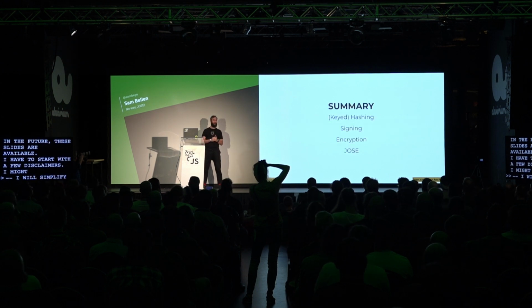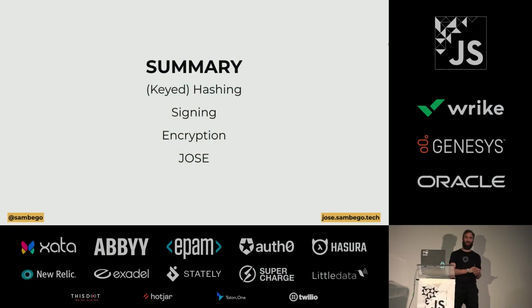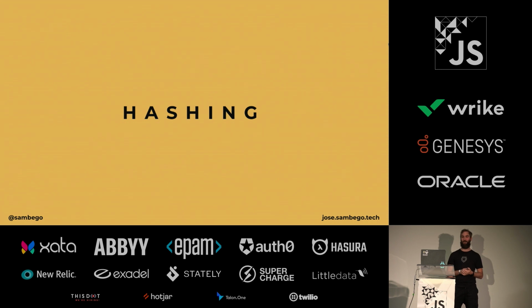Okay, so in this talk, we're going to have a quick summary of hashing and keyed hashing, signing, digital signatures, encryption, and lastly, we're going to explain what this JOSE thing is all about. But let's dive straight into it. So we start with hashing.